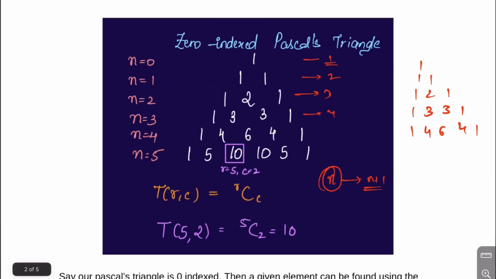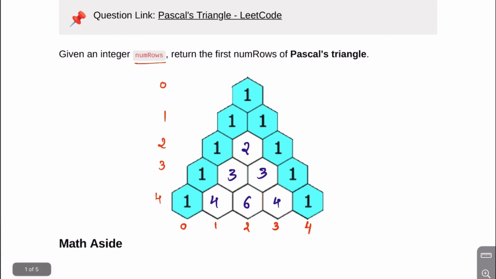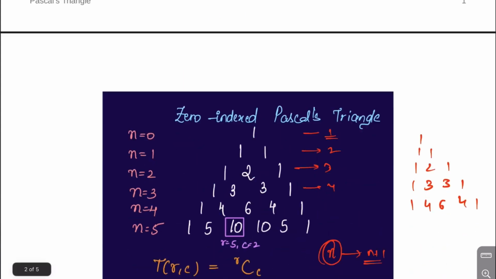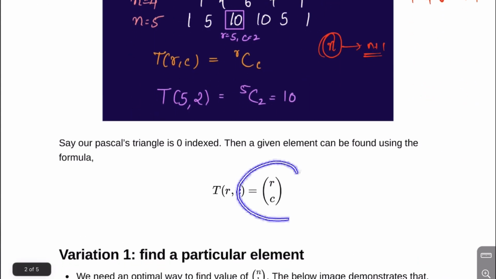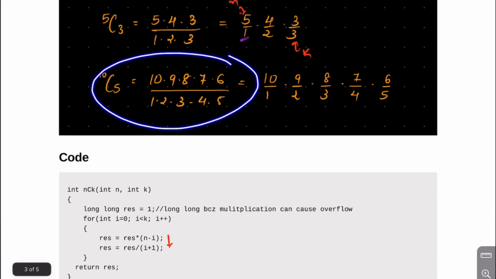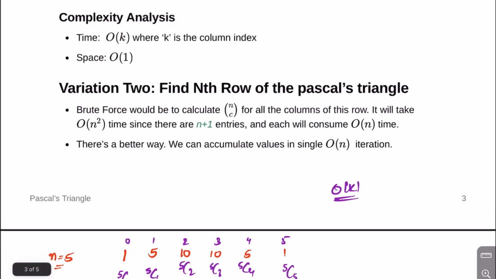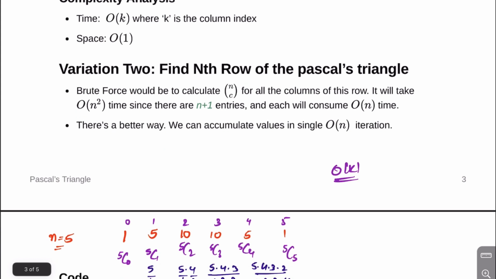I'll summarize quickly what we have done. The question was asking us, there were three questions, but they all revolved around the concept of Pascal's triangle. The first question was asking, give me a particular entry. That question simply boiled down to how can I calculate n choose k effectively. We figured out, using a simple observation, that it can be done in order of k time, right? So that's how we do it. And then to find the nth row, one way was to compute it using the formula of n choose k, but that would consume a lot of time. So we didn't go that way.